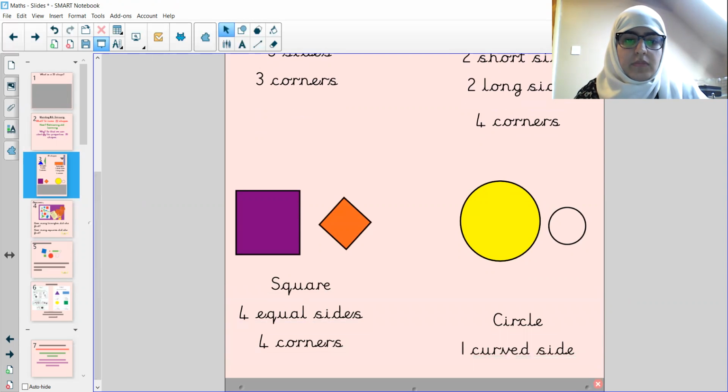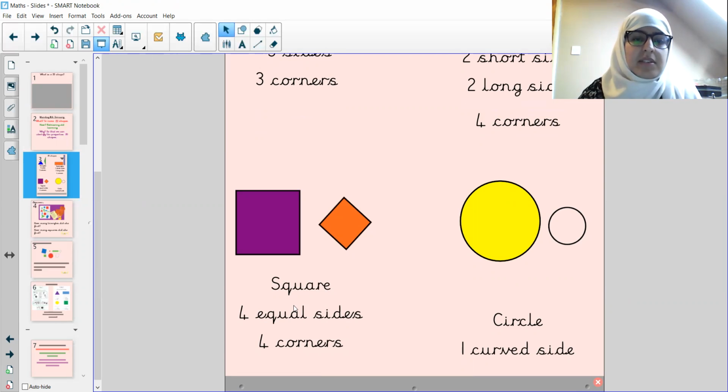So, square, my turn. Square, your turn. Fantastic. A square always has 4 equal sides. That means each of these sides, if we were to measure them, would measure the same. They have 4 equal sides, and you can see here 4 equal sides. That is the difference between a square and a rectangle. That's the difference between those two.